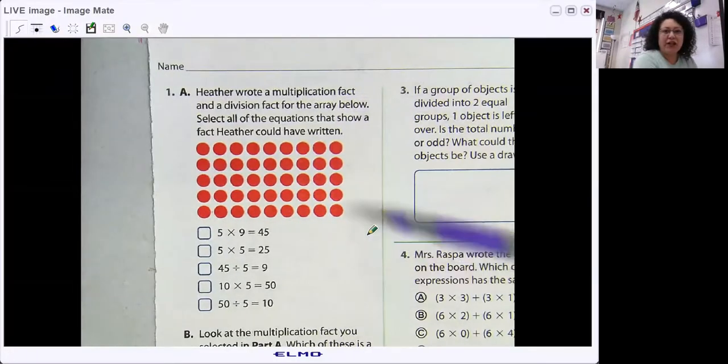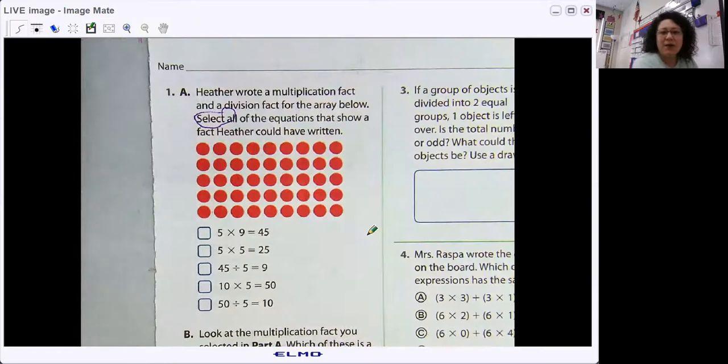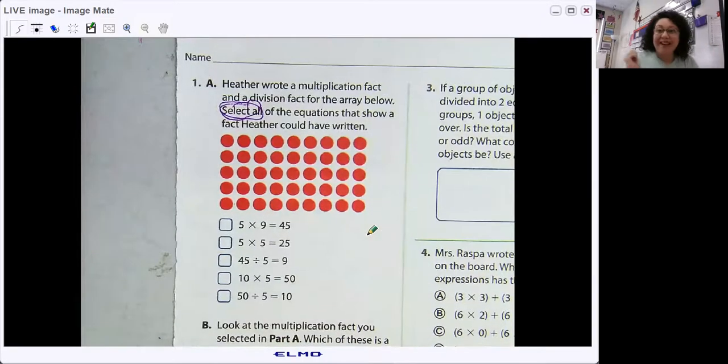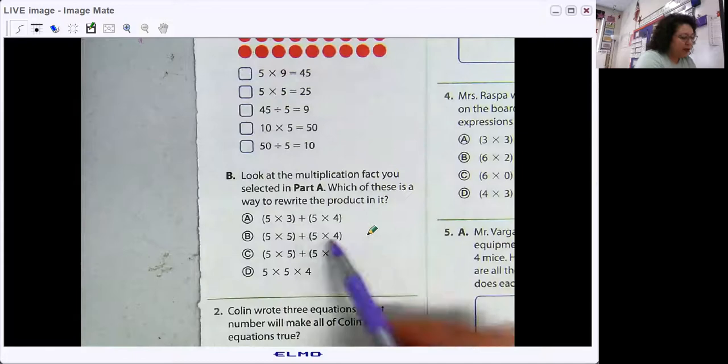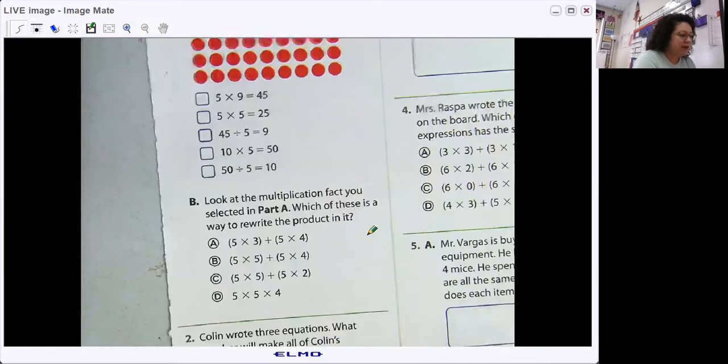Number one looks good. What I do on my paper, you do on your paper. Select all, which means more than one answer. I'll give you a hint. It has two correct answers on this one. Part B looks good. Number two looks good.